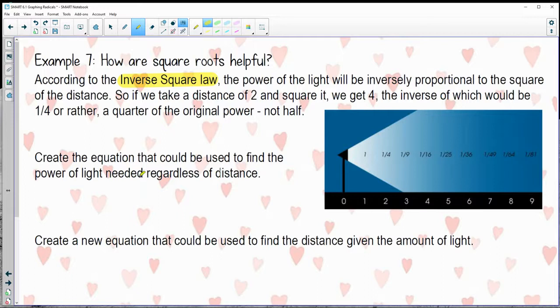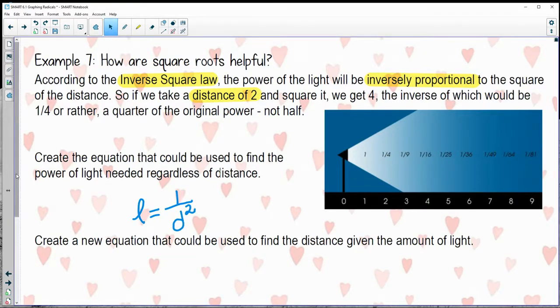So I can kind of see what happened where I would plug in, let's say, a distance of 2. I squared that distance, and then it looks like I did the inverse of that because it says the power of light is inversely proportional. So that's a very fancy word. But all we did was just take the distance and square it. And then we found the inverse, or we flipped it. And that told us how much light we actually would need.